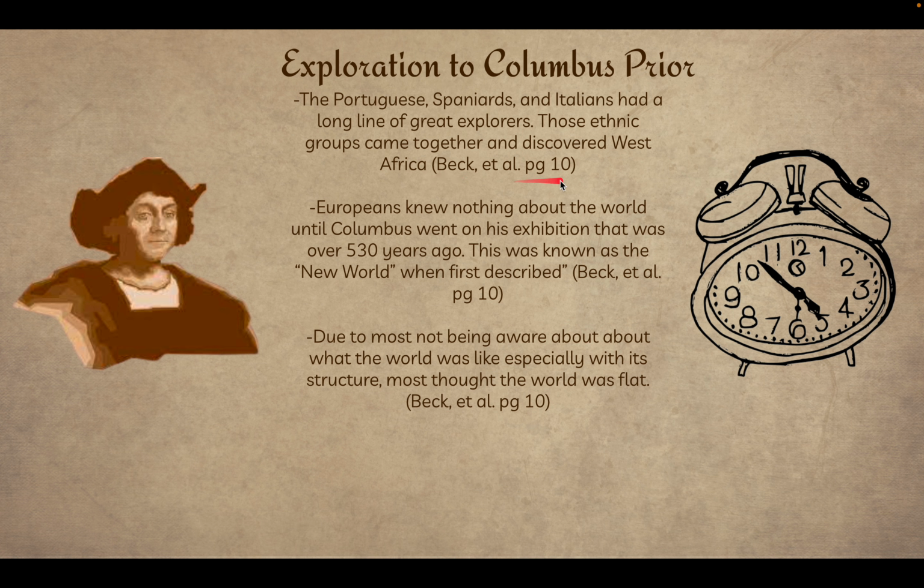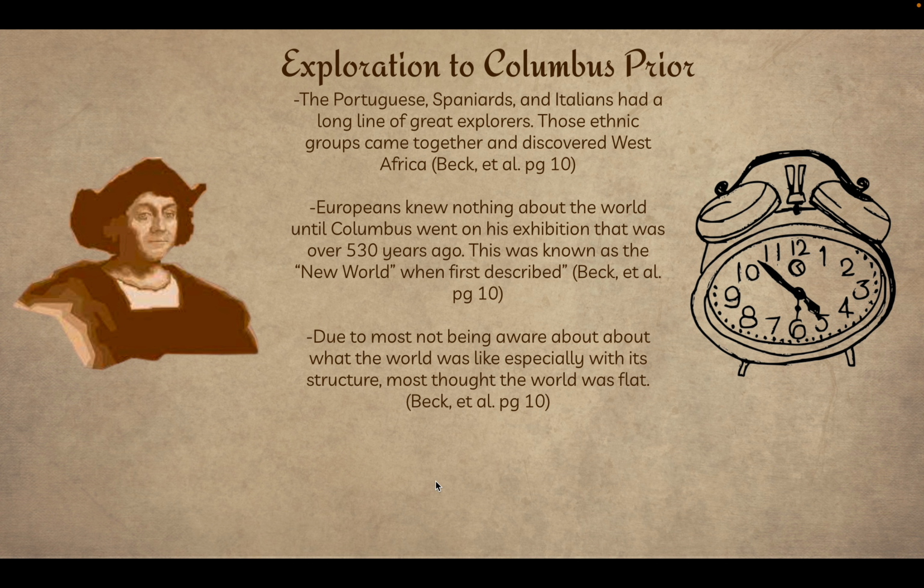And this was stated on page 10 of Swinton's textbook. Europeans knew nothing about the world until Columbus went on his expedition that was over 530 years ago. This was known as the New World when first described. This was also stated on page 10. And due to most not being aware of what the world was like, especially its structure, most thought the world was flat. And this was stated on page 10.